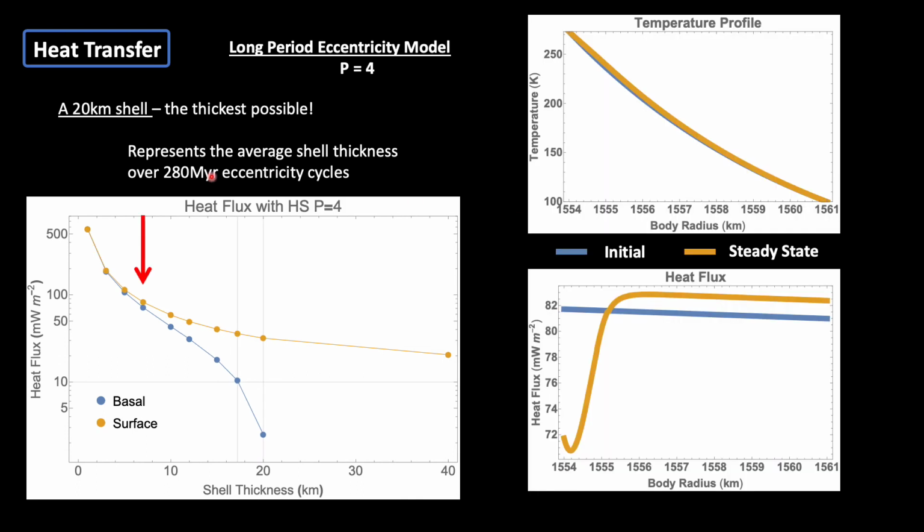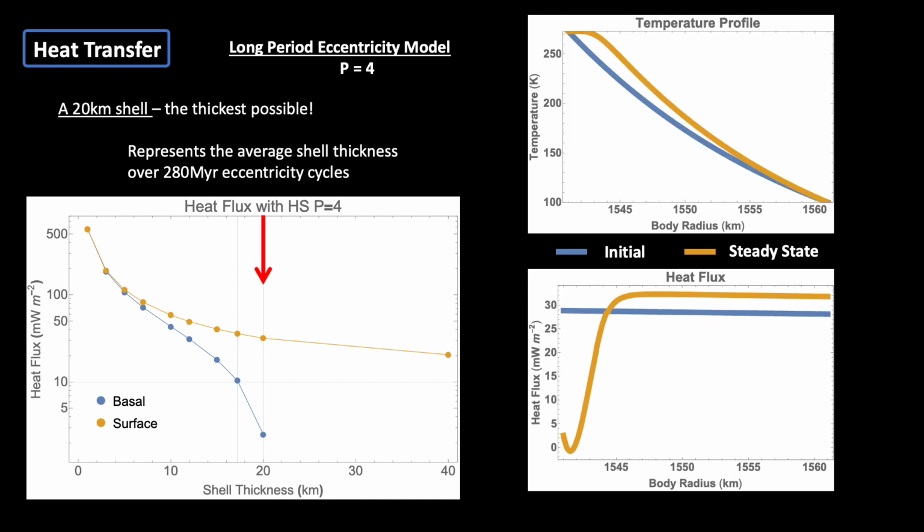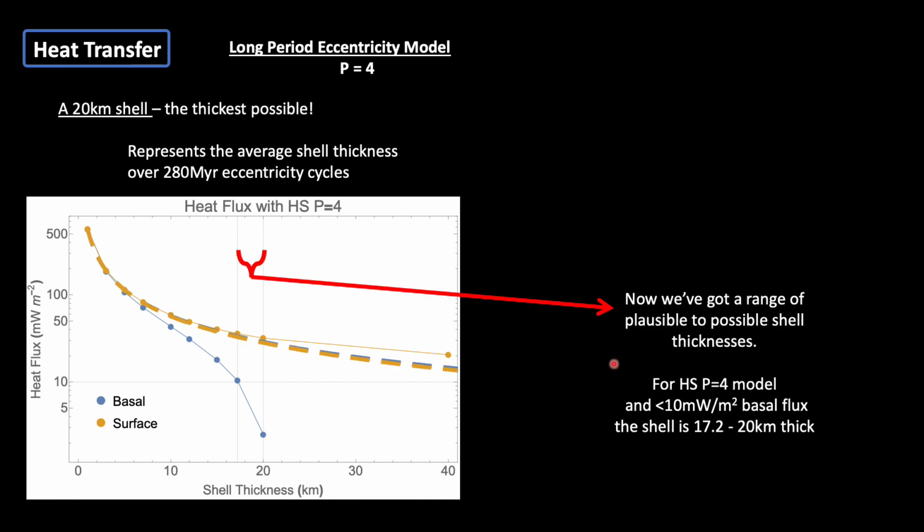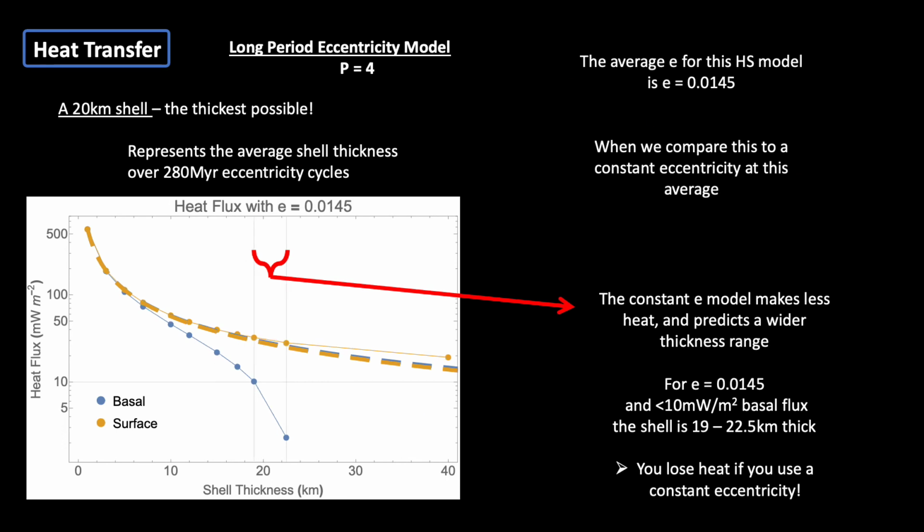I did the P equals 4 one too, so the more spiky ones, and you get similar behavior. The ranges are slightly different, and if you're interested, it's like 17 to 20 kilometers here. Great, and I compared it again to the constant model.